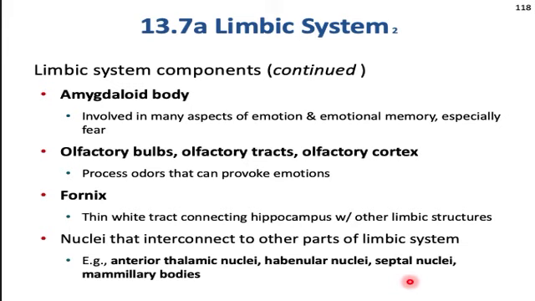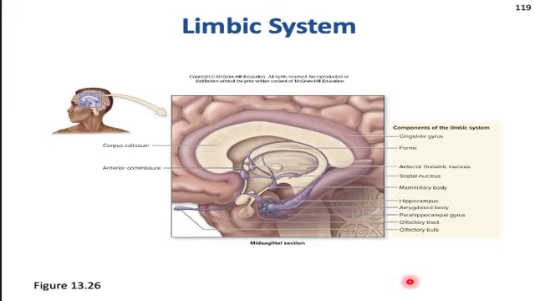And then the fornix is a white tract that connects the hippocampus to the other limbic structures. Okay, so it's kind of a commissural tract. Nuclei that connect to other parts of the limbic system include the anterior thalamic nuclei, habenular and septal nuclei, and the mammillary bodies. And you can see the limbic system structures here. Okay, there they are. Okay, they all occur sort of around the callosum and thalamus.